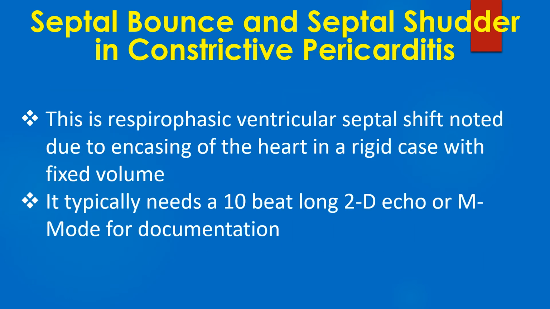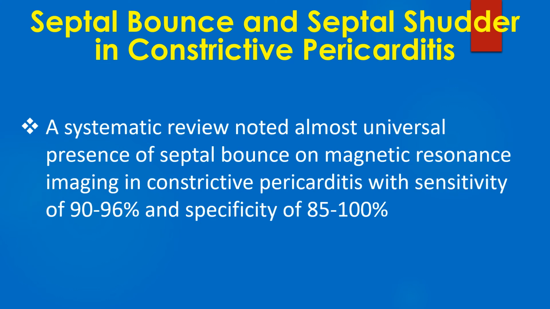This is respirophasic ventricular septal shift, noted due to encasing of the heart in a rigid case with fixed volume. It typically needs a 10-beat long 2-dimensional echocardiography or M-mode echocardiogram for documentation. A systematic review noted almost universal presence of septal bounce on magnetic resonance imaging in constrictive pericarditis, with sensitivity of 90 to 96% and specificity of 85 to 100%.